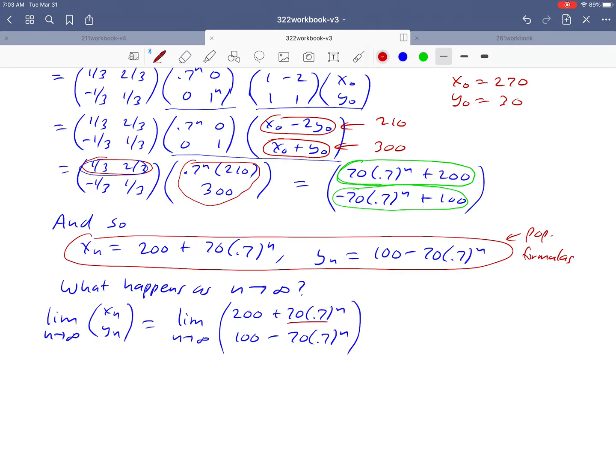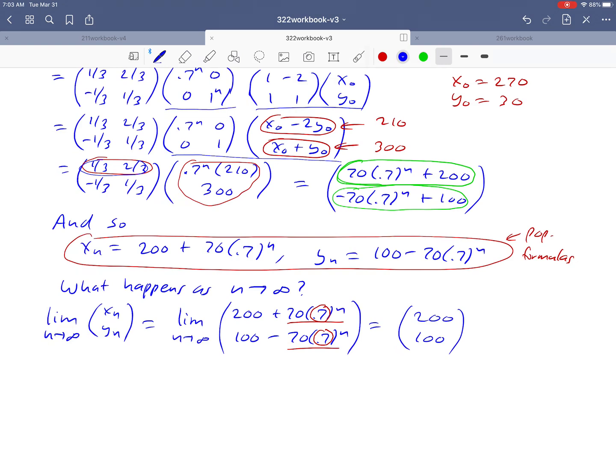The thing to maybe pay attention to are these two terms, because those are the ones that have n's in them. Notice what number it is that's being raised to the n. 0.7. What happens when you take a number that's less than 1 and raise it to the nth power? Well, it's going to get smaller and smaller, and it's going to go to 0. And so both of those second two terms go away. And what we wind up with is just 200 and 100 here.